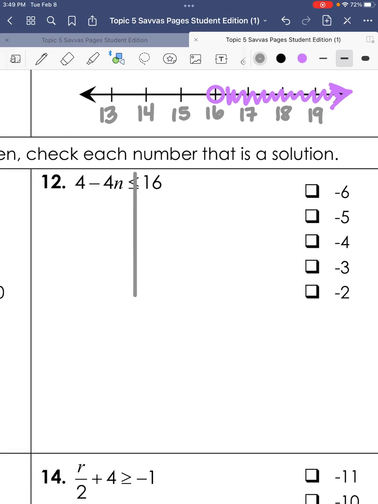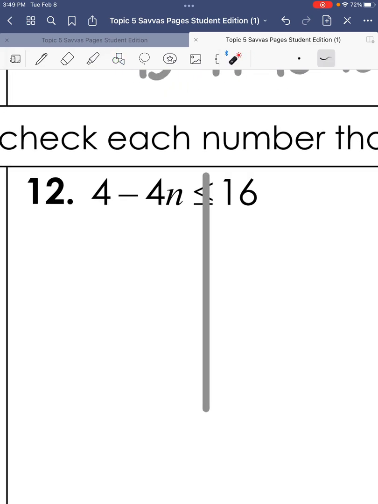So we have 4 minus 4n is less than or equal to 16. So what do I need to undo first? Do I need to undo this 4 or this negative 4? If you said undo the positive 4 first, you're correct. It's farther away from the n. So how do I undo a positive 4? I subtract 4.